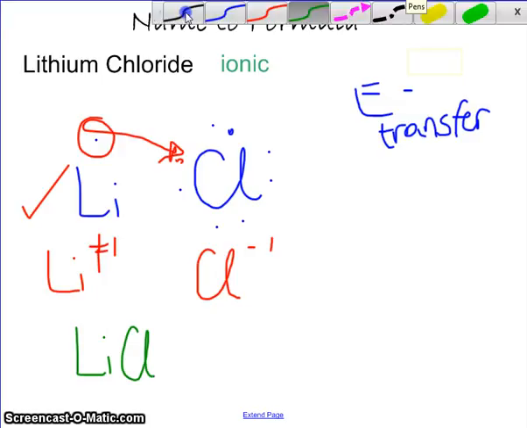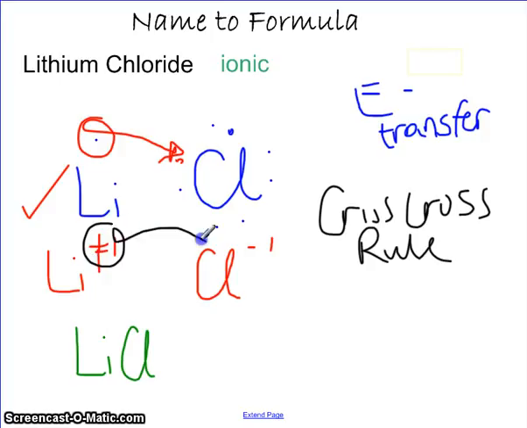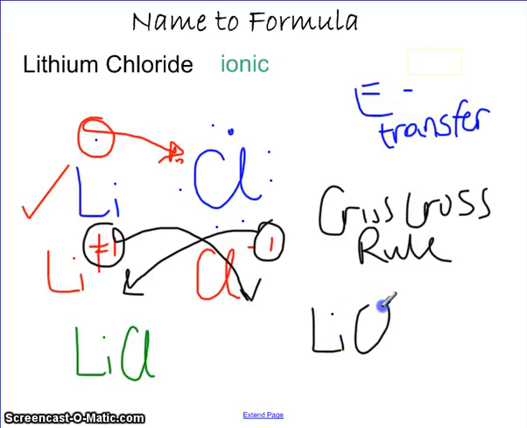And if you remember, there was a shortcut that we called the crisscross rule. The crisscross rule states that you take the charges and you cross them down. At this point, the positives and the negatives don't matter. It's just a matter of how many they're going to be. Since it's 1 and 1, we don't have to write those down, so we just get LiCl.